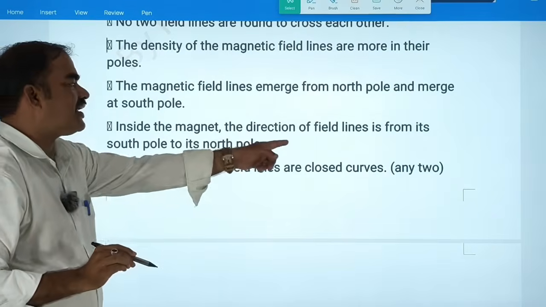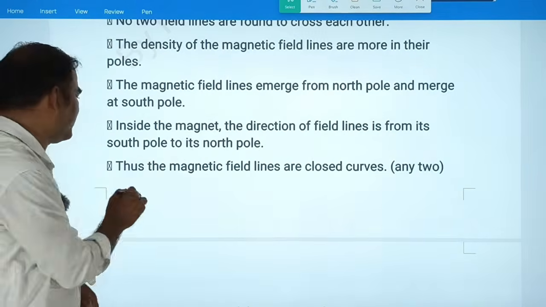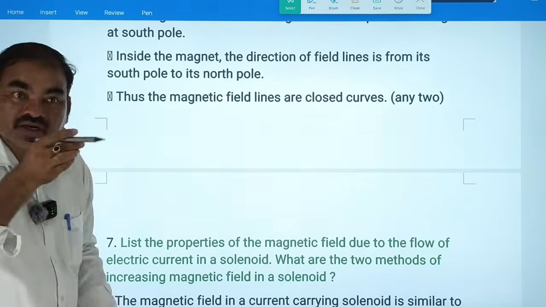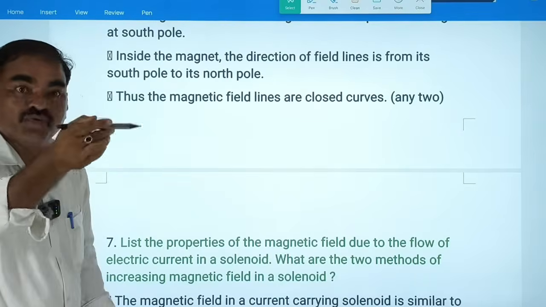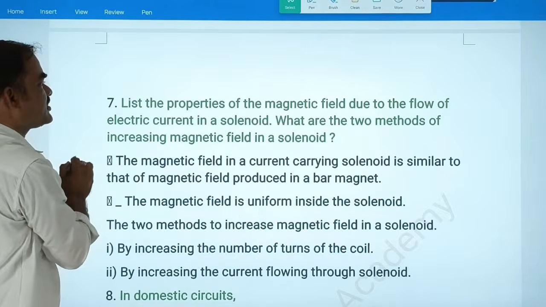Inside the magnet, the direction of magnetic lines is from its south to north pole. Thus, magnetic field lines are closed curves. They will form curves when they move from north to south. Next question we'll discuss.